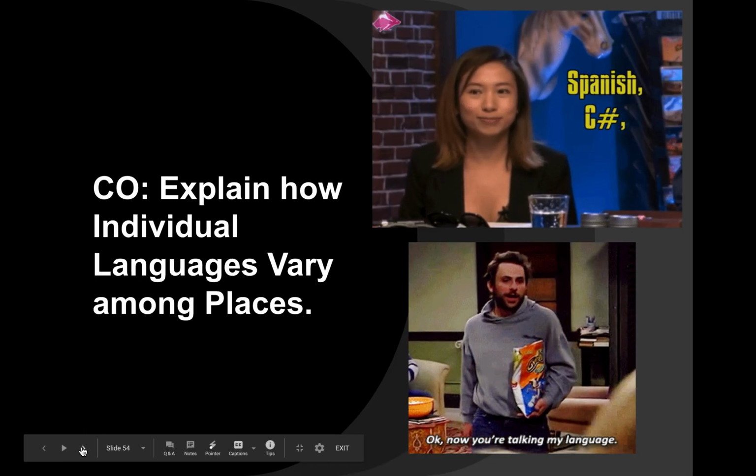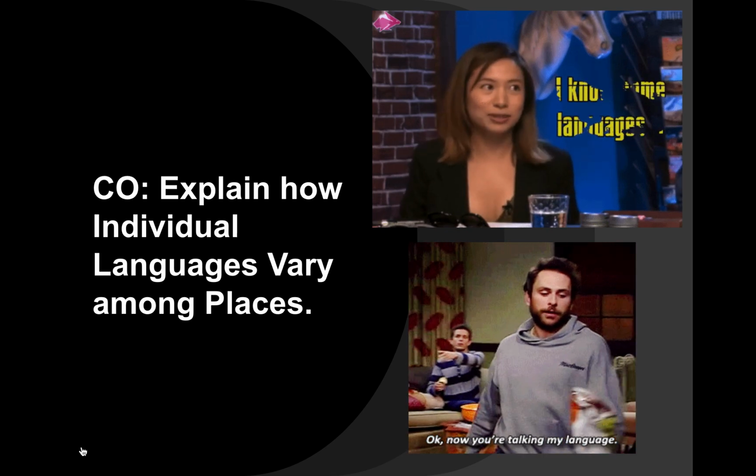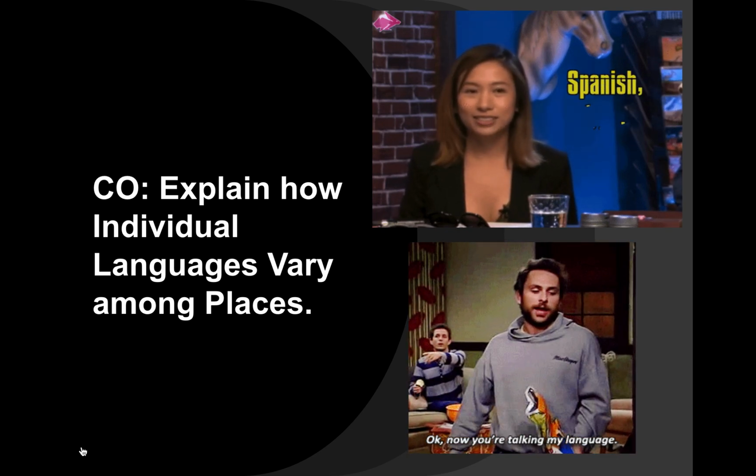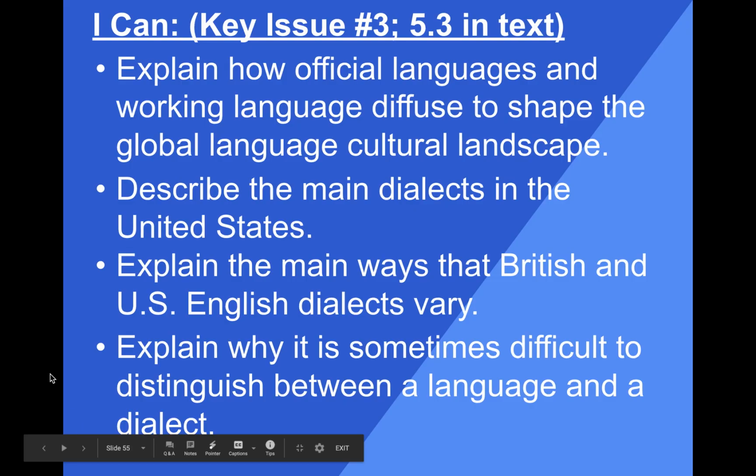The second part of notes is going to be content objective. Explain how individual languages vary among places. This would be key issue 3. First, I can explain how official languages and working languages diffuse to shape the global language cultural landscape. Second, describe the main dialects in the United States. Third, explain the main ways that British and U.S. English dialects vary. And lastly, explain why it's sometimes difficult to distinguish between a language and a dialect.